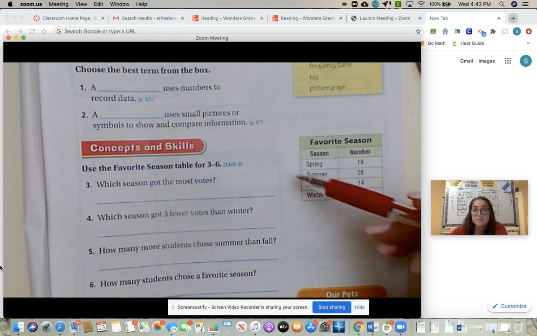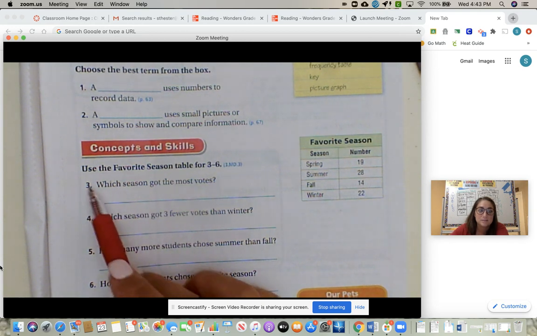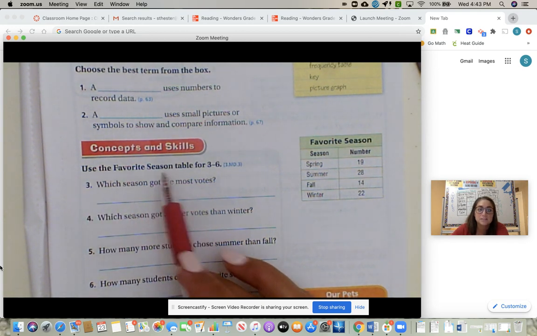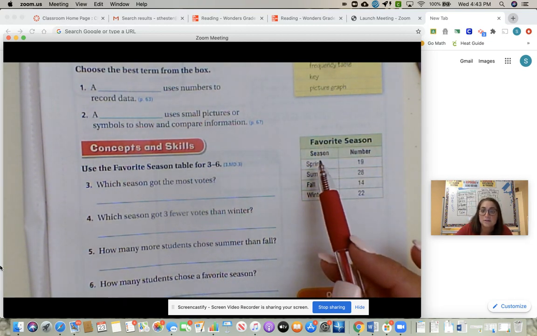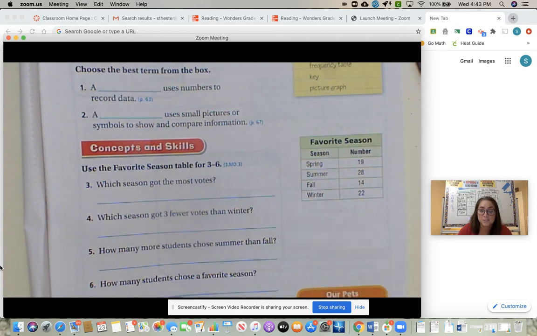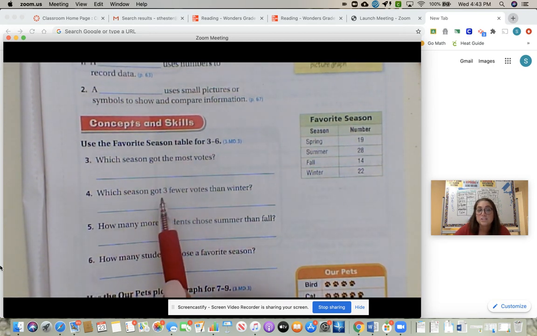I want you to notice the table over here. I don't want to tell you what it's called. And then we'll start with number 3. So use the favorite season table for numbers 3 through 6. So here are our favorite seasons. Our categories are spring, summer, fall, and winter. So which season got the most votes? So which season got 3 fewer votes than winter?